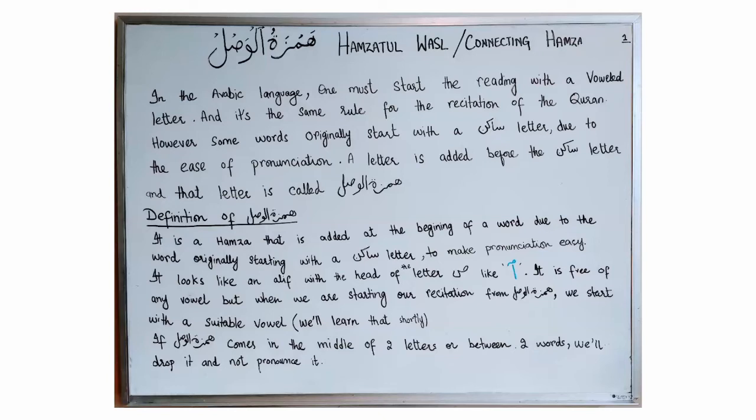So Hamzatul Wasl is a Hamza that is added at the beginning of the word because the word is originally starting with a sakin letter, to find ease in the pronunciation. It looks like an alif with a tiny head of letter Sod on the top, but it is free of any vowel. When we begin our recitation with Hamzatul Wasl, we start with a suitable vowel, which inshallah we will learn shortly. But if Hamzatul Wasl comes in the middle of two letters or between two words, we will drop it and we will not pronounce it.